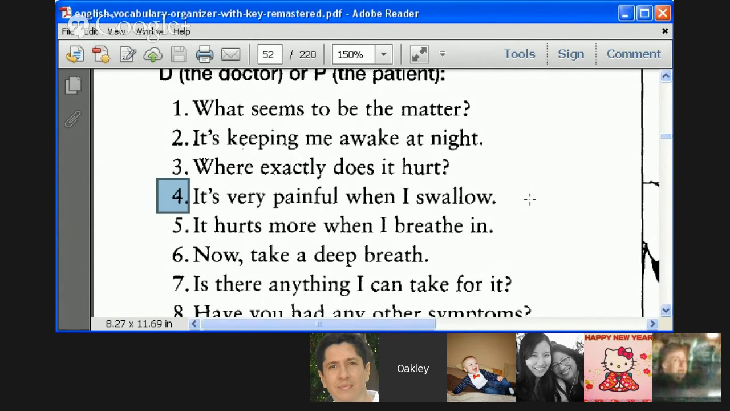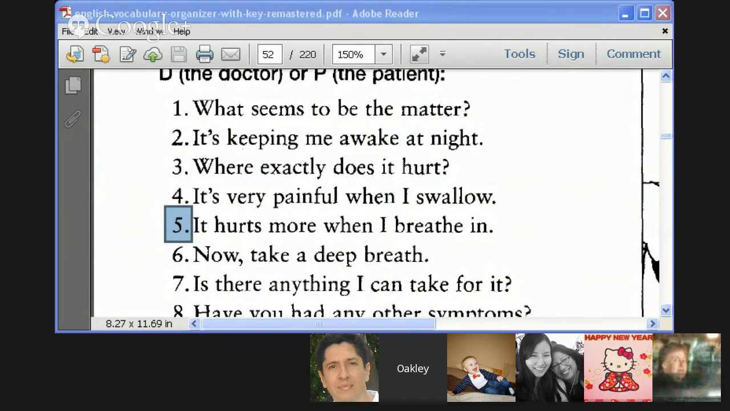Yeah. Okay, you swallow, you move things from your mouth to your stomach. That's swallow. So, okay, obviously, that's a possible symptom of what, Rolando? Sore throat. Sore throat. Okay. Which brings me to something else medical.